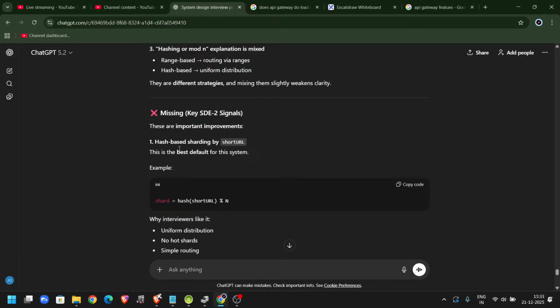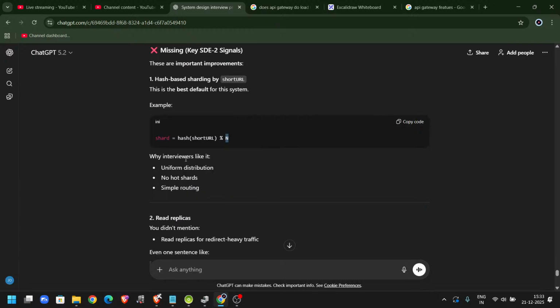Hash based sharding by short URL. This is the best default for the system. Hash based sharding by default by short URL. So shard equals hash of short URL mod n, where n is the number of shards we have. Why interviewers like it? Uniform distribution, no hot shards, simple routing. True, I should have mentioned this.